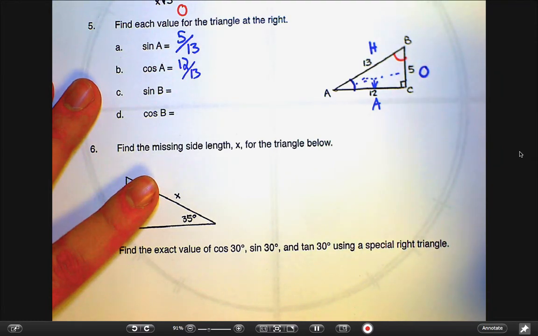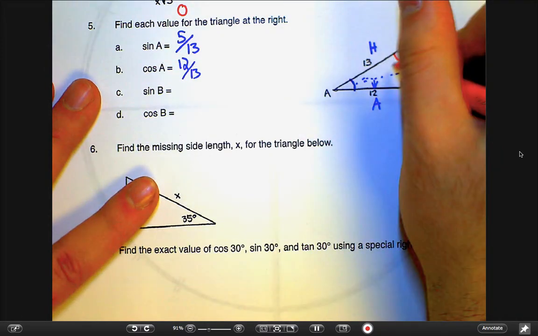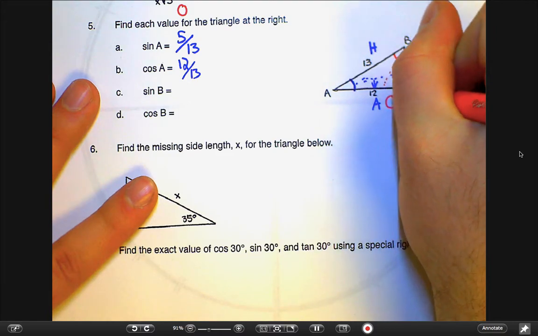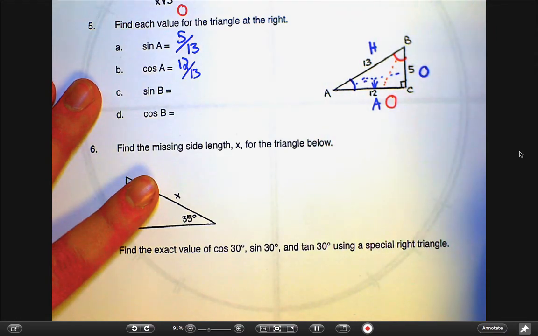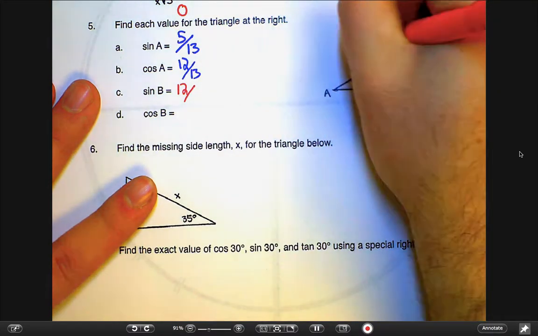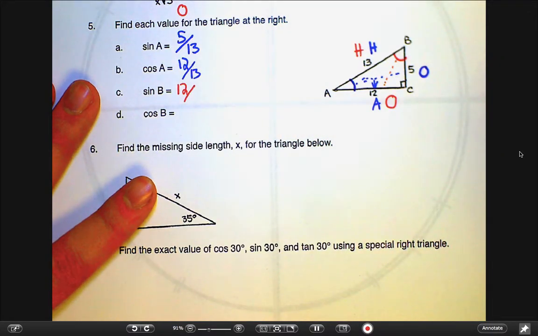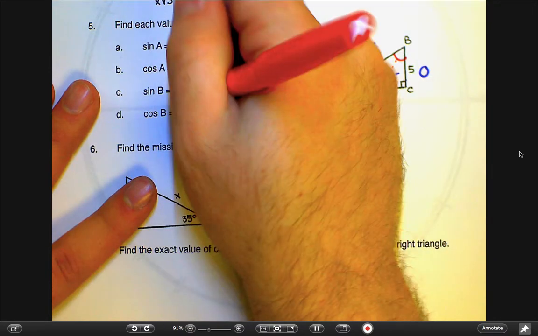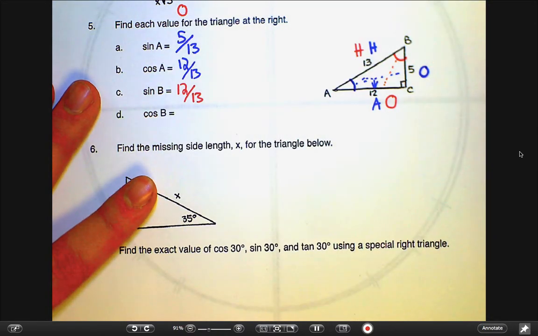I'm going to switch colors too, so it's a little easier to see. If I do opposite of B, now I'm at the 12. So I'm going to label that with a red O here. That's going to give us 12 over the hypotenuse, which is across from the 90. That's still the 13. So our hypotenuse again doesn't change. That's going to be our 13 there.